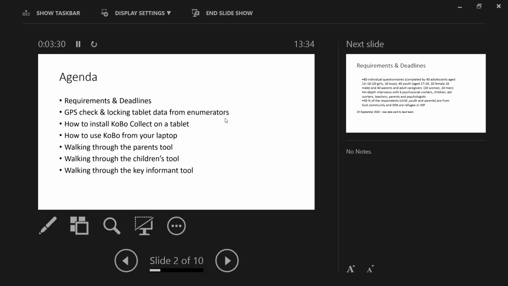For some of you, it might be interesting to know how to install Kobo Collect on the tablet, but also some people might find it useful if you're not moving out, but having people come to you to use Kobo from your laptop. And then finally, I'll go into details about the questions on the 3 tools: the parents' tool, the children's tool, and the key informant tool.